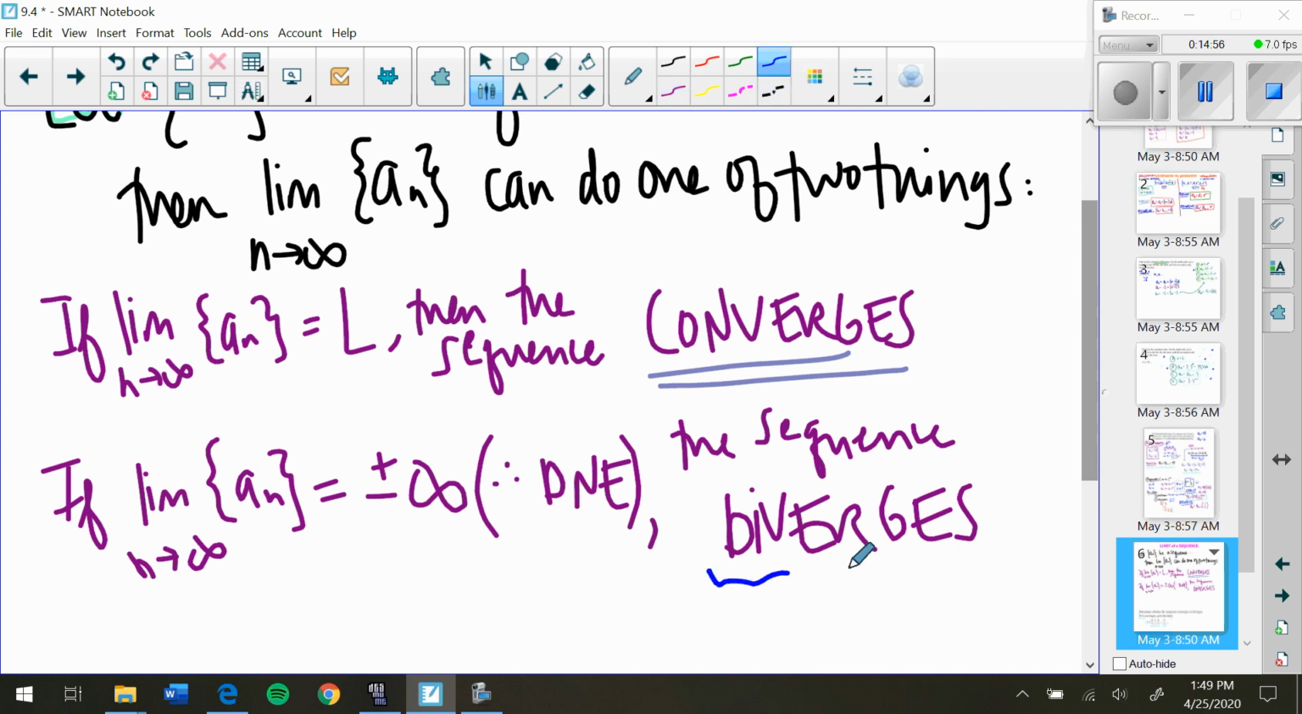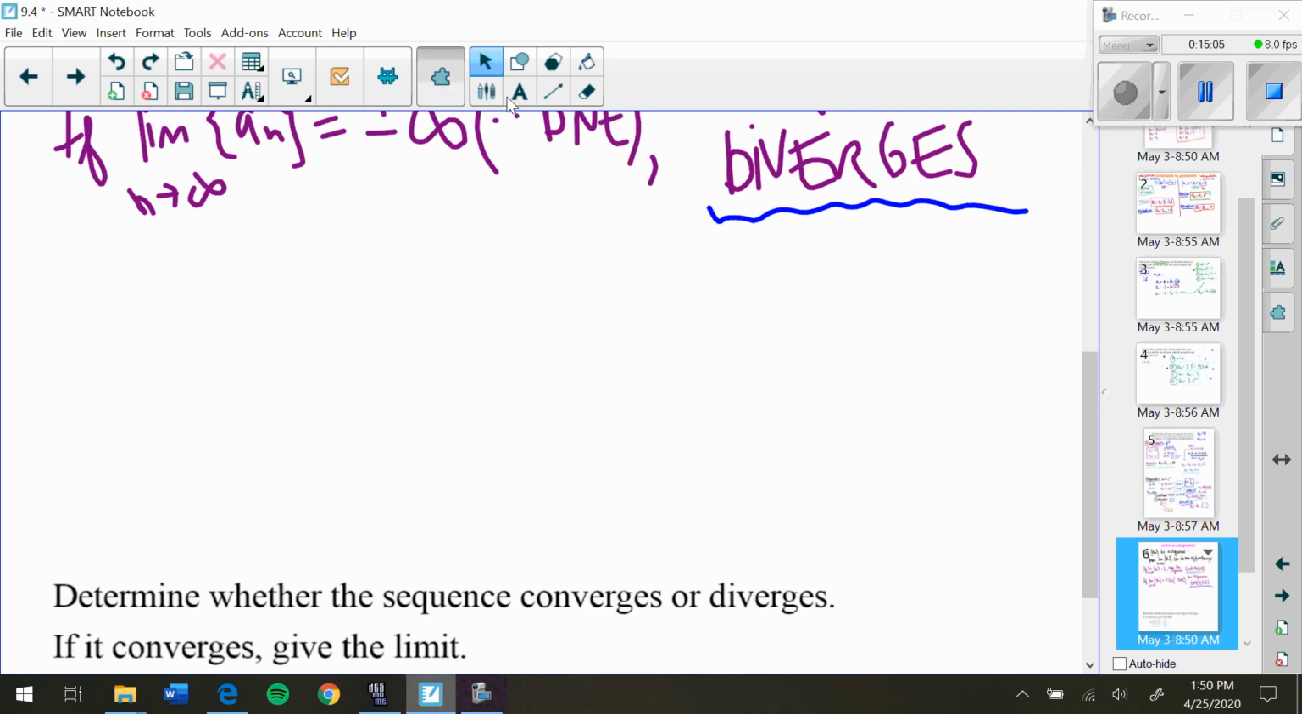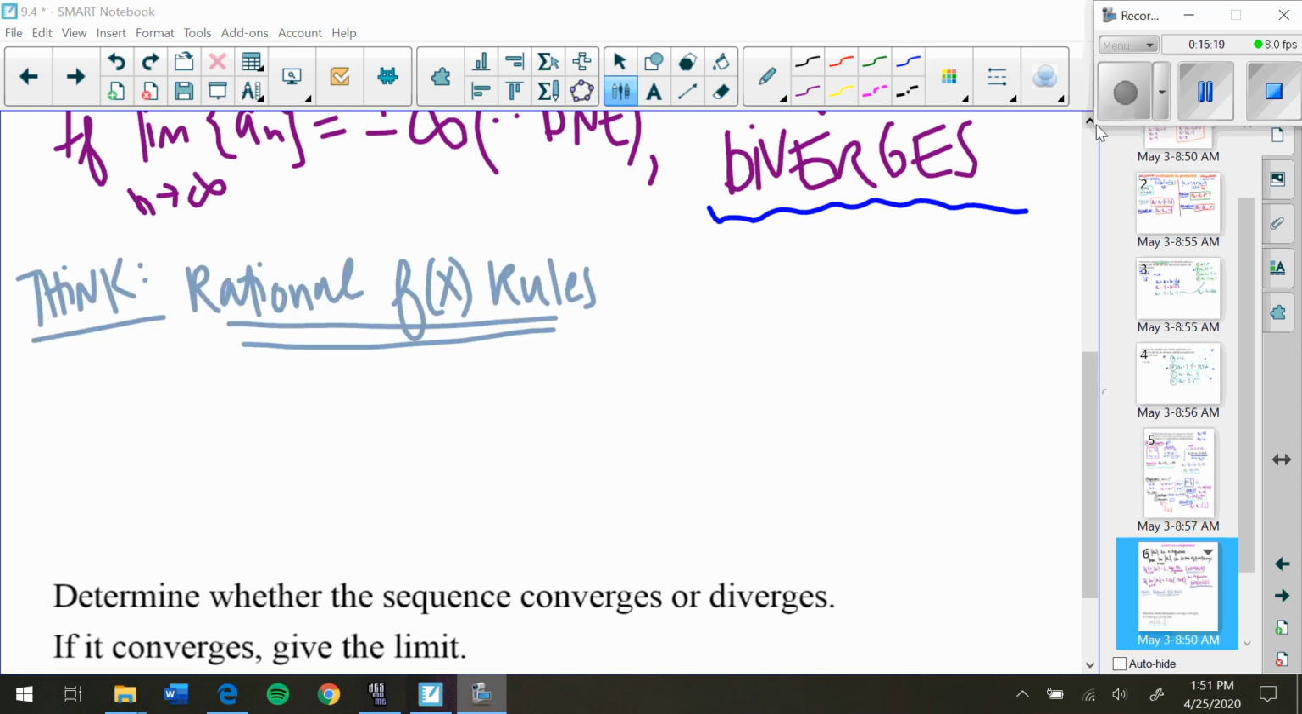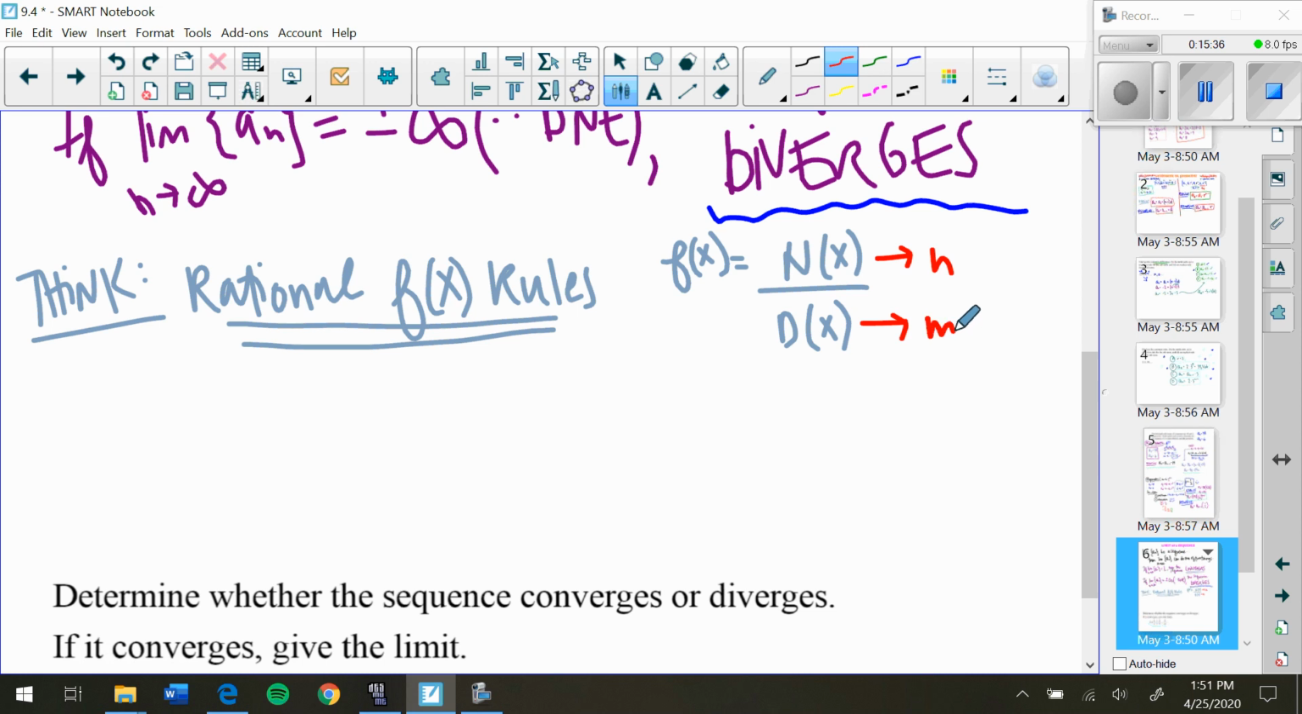All right, how do we decide if it converges or diverges? Well, good news, it's pretty much the same rules as before. And so we're going to think about our rational function rules. So remember, a rational function is a function where we have some numerator and some denominator. Let's say the numerator has a degree of n, the denominator has a degree of m.